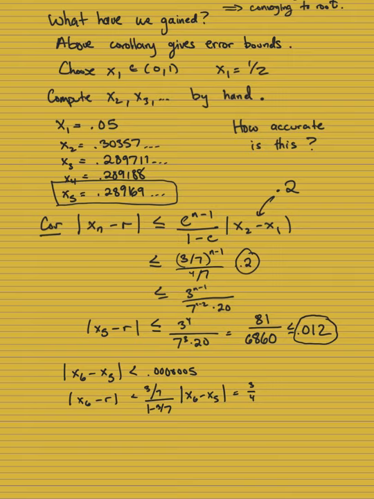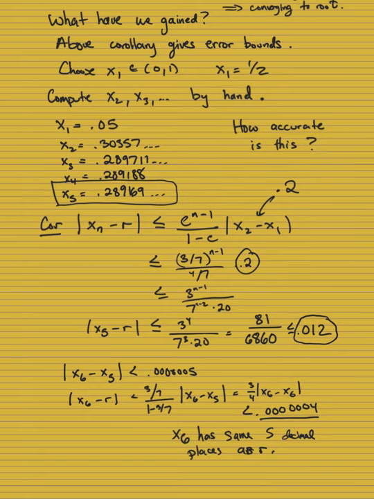So you get 3/4 of this, which is less than 0.00005. That's 0, 0, 0, 0, 4. So using the second part of the corollary and going out the right number of steps gives you that x6, which I didn't work out, but it's very close to x5, has the same 5 decimal places as r.